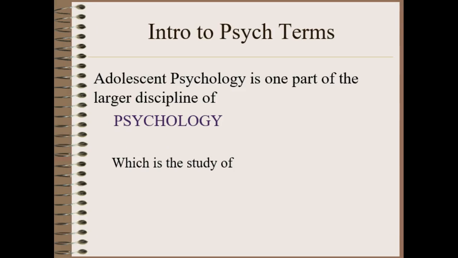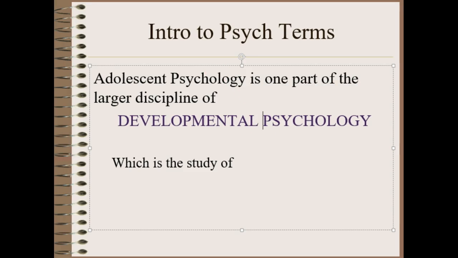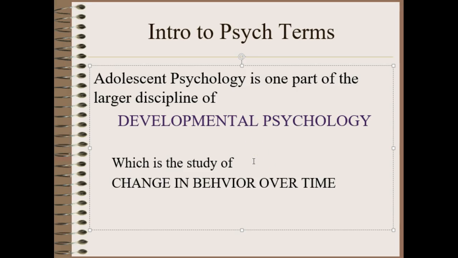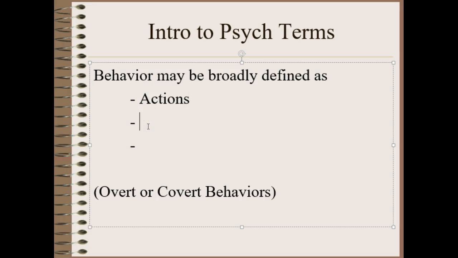Adolescent psychology is part of a larger discipline. That discipline is called developmental psychology, which is the study of change in behavior over time. Behavior, then, may be broadly defined as actions, thoughts, or feelings. These behaviors may be overt behaviors like actions or covert behaviors like feelings.